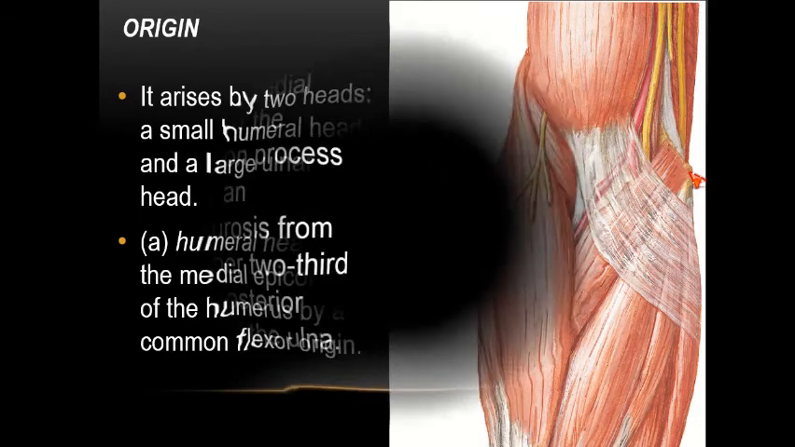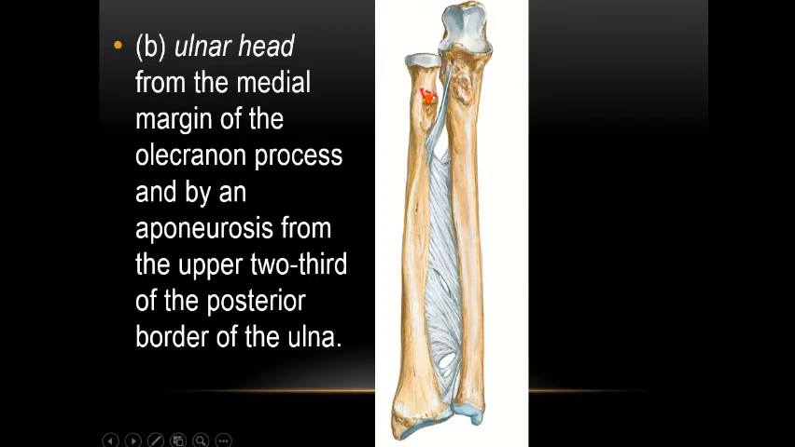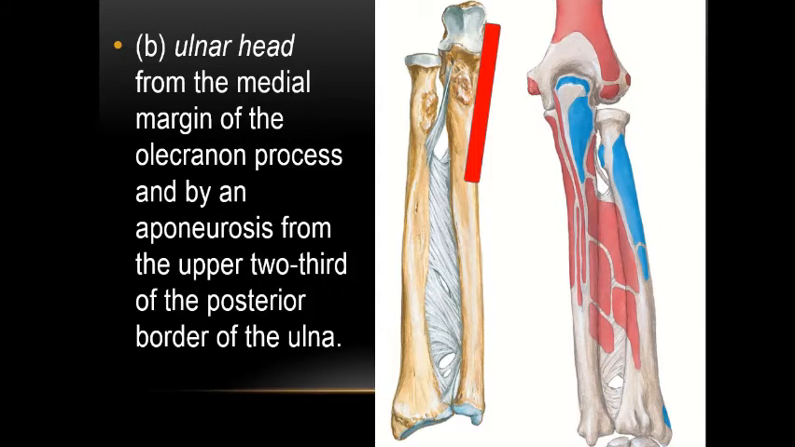Then the ulnar head coming from the medial margin of the olecranon process. Here you can see the coronoid process, and then the medial margin of the olecranon process by an aponeurosis from the upper 2/3 of the posterior border of the ulna. Here we have just rotated it posteriorly to see the ulnar head. This red line which I am showing you is the origin of the flexor carpi ulnaris ulnar head.